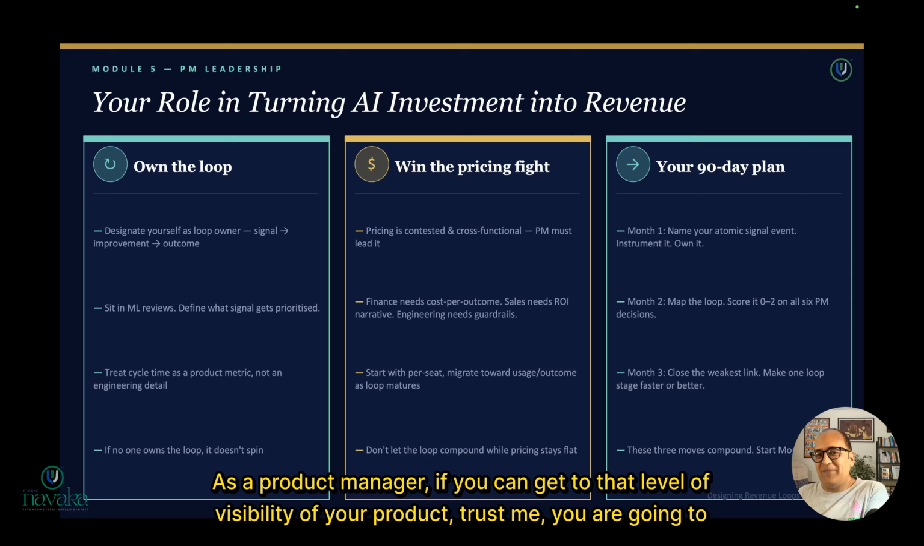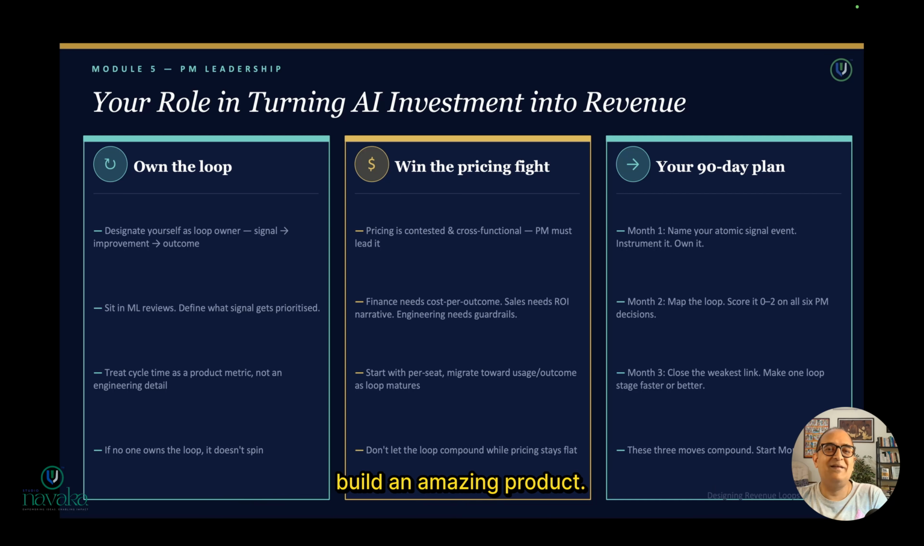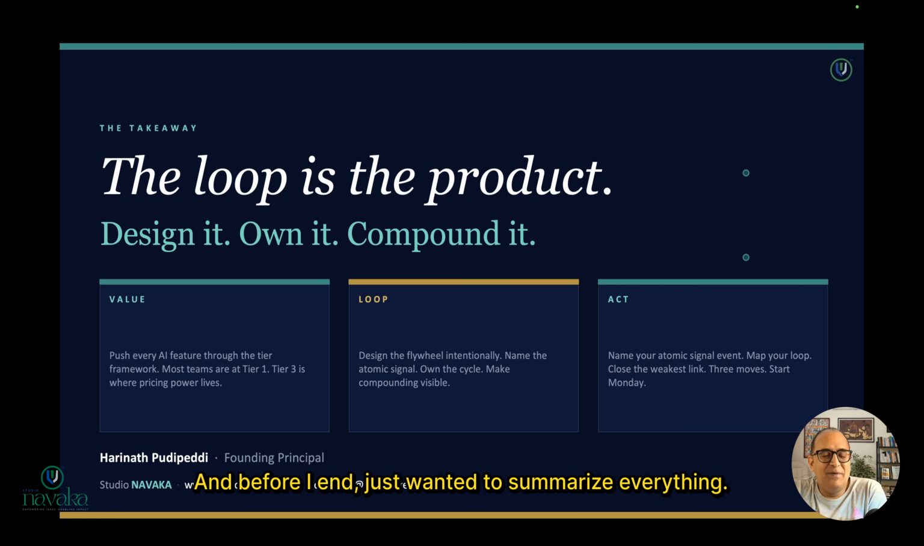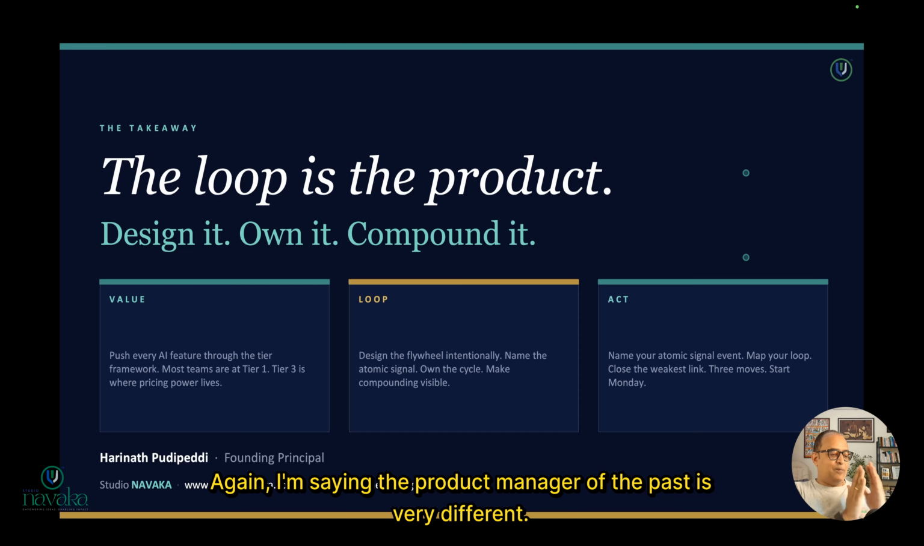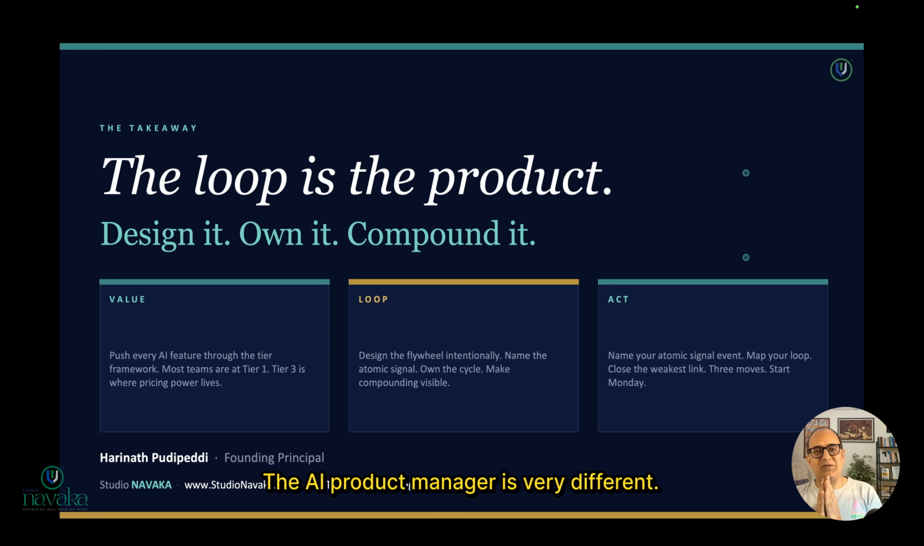So, as a product manager, if you can get to that level of visibility of your product, trust me, you are going to build an amazing AI product. And second, you will be an amazing AI product manager. So, these are the key aspects. And before I end, just wanted to summarize everything. You design it, you own it, and you compound it. So again, I'm saying the product manager of the past is very different. The AI product manager is very different.